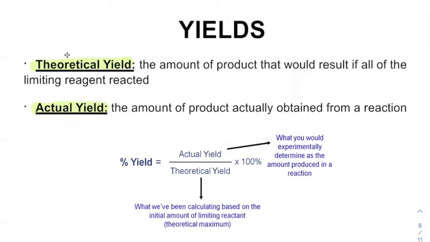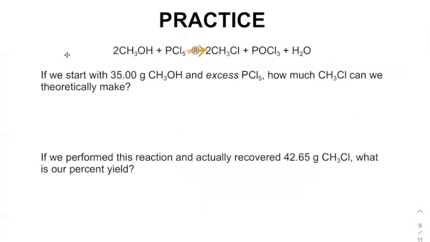The way we figure out our percent yield is to take the actual yield that was determined experimentally in the lab and divide it by the theoretical yield, which is the one we calculated based on the limiting reagent, and multiply by 100. So actual over theoretical times 100 is the way we will determine percent yield. There are a couple practice problems on this calculation as well.